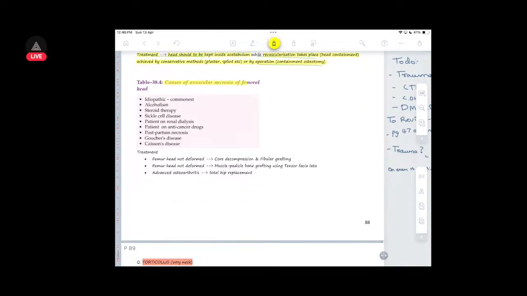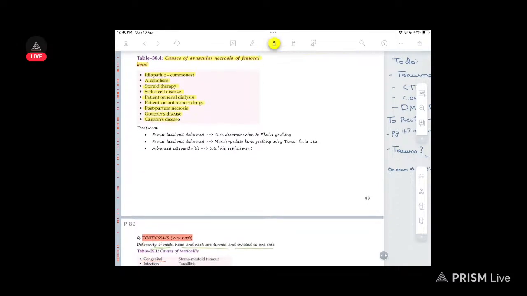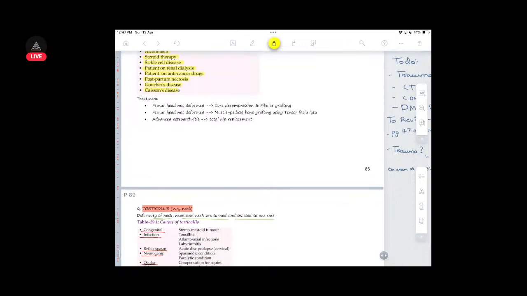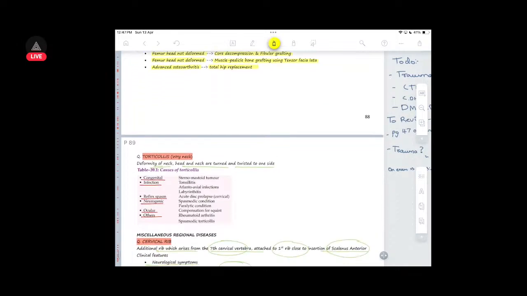Causes of avascular necrosis of the femoral head: idiopathic is the most common, alcoholism, steroid therapy, sickle cell disease, patients on renal dialysis, patients on anti-cancer drugs, postpartum necrosis, Gaucher's disease, and Caisson's disease. All of these will cause avascular necrosis of the head of the femur. Treatment: if the femoral head is non-deformed, core decompression and fibula grafting can be done. Muscle pedicle bone grafting using tensor fascia lata can also be done. If advanced osteoarthritis is there, you can do total hip replacement.